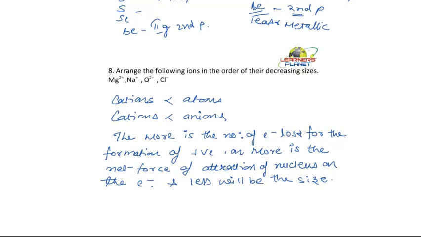So here whose size would be least? Magnesium, because it has lost 2 electrons. Then comes your sodium. The whole thing will be vice versa for anions. So less size will be of chlorine and more size will be of oxide ion, because oxygen is gaining 2 electrons. So the force of attraction of the nucleus on the electrons would be much less as compared to chlorine. Right? So this is all about the questions of periodic classification of elements.